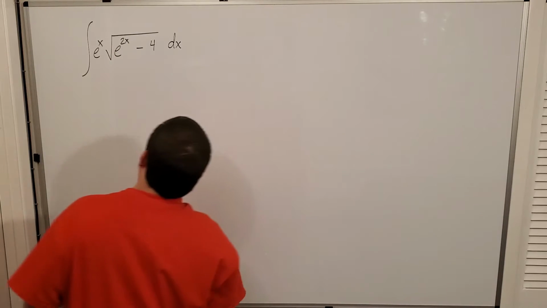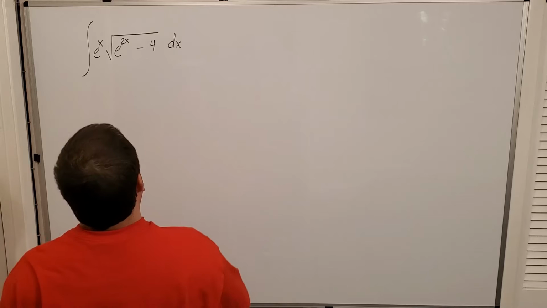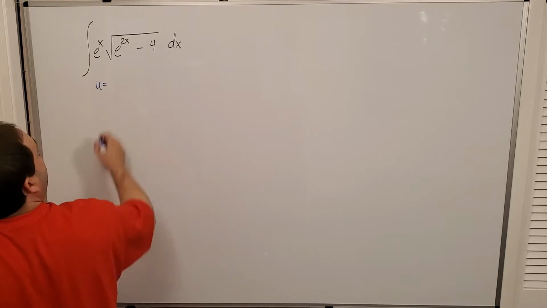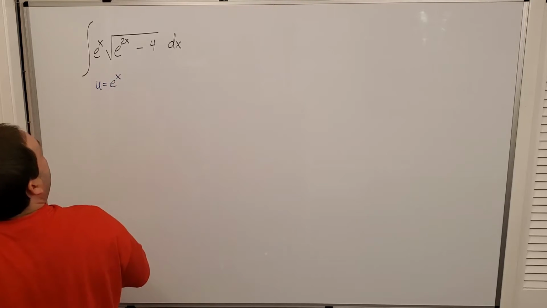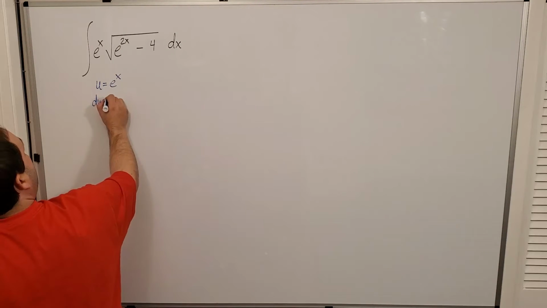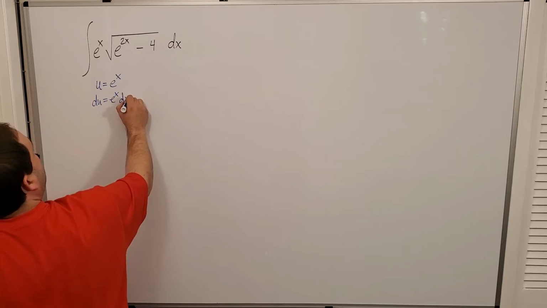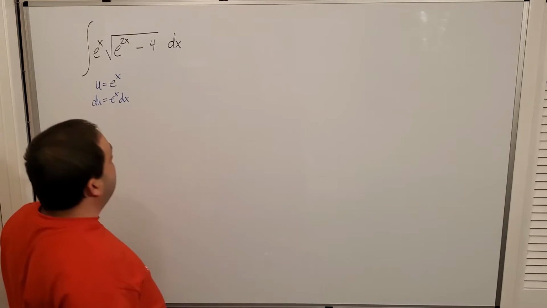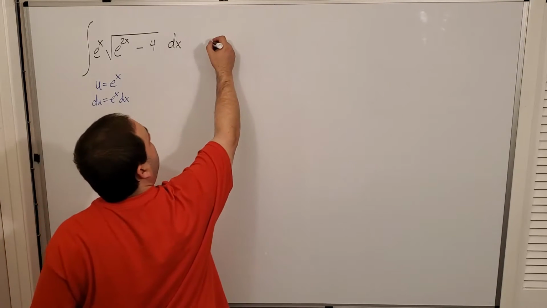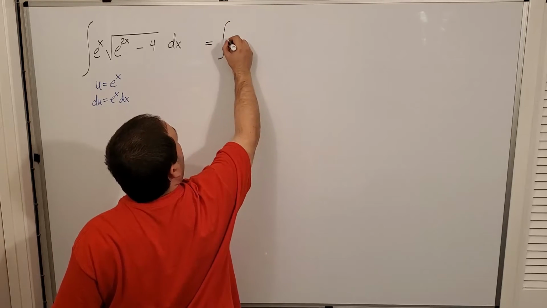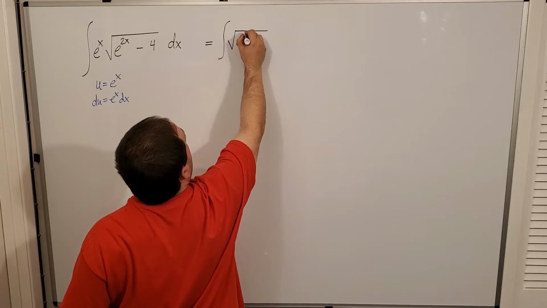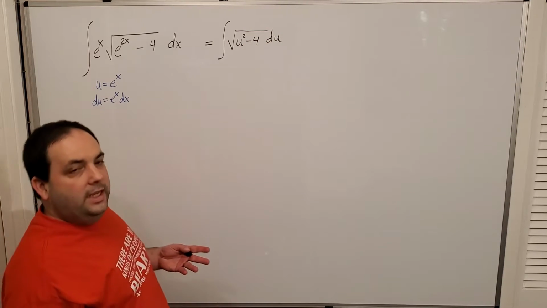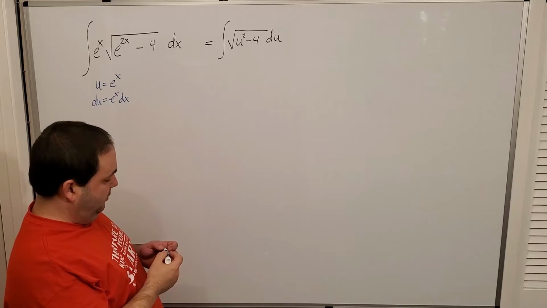However, what I can do is let u equal e^x, which would mean du would be e^x dx, which I happen to already have. This then simplifies the integral into the integral of the square root of u^2 minus 4 du, which is ready for a trig substitution at this point.